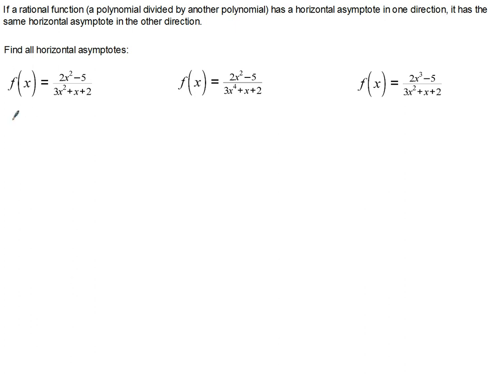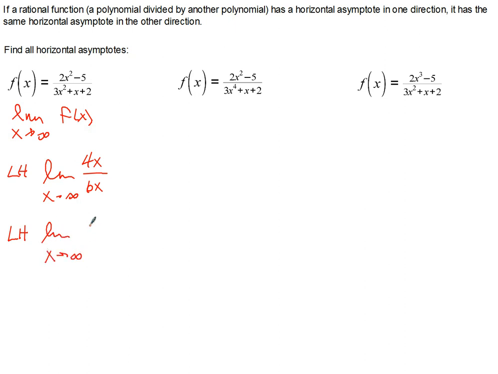The way we can do this is by looking at our limit as x approaches infinity of f of x, and we'll note that this is infinity over infinity. So using L'Hopital's rule, which on the AP test you'll always indicate you are using, you'll take the derivative of the top and the derivative of the bottom to get 4x over 6x, which is still infinity over infinity. So using L'Hopital's rule again, you'll get the limit as x approaches infinity of 4/6, which is 2/3. And we'll say that this has a horizontal asymptote of y equals 2/3 in both directions.